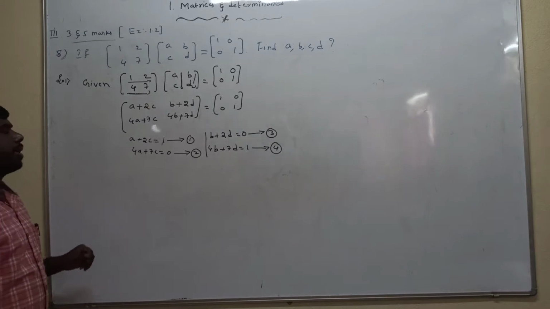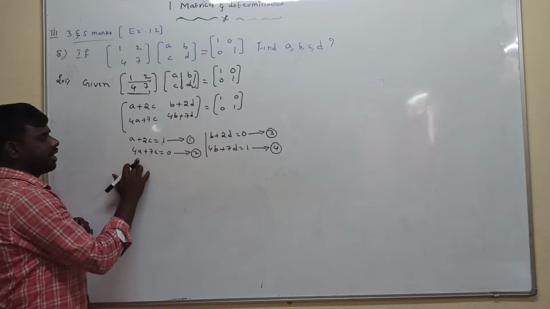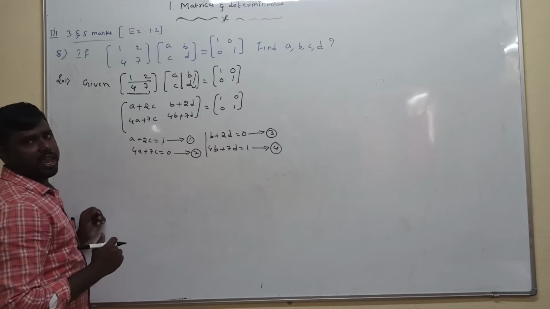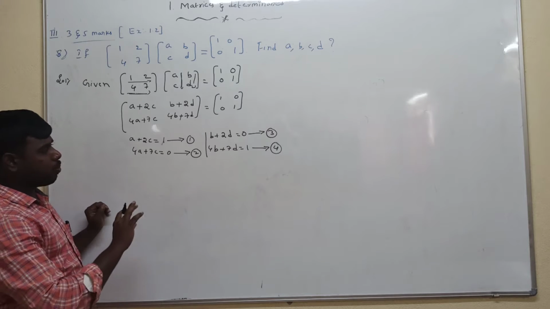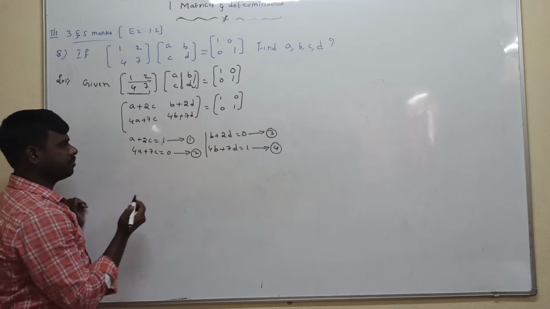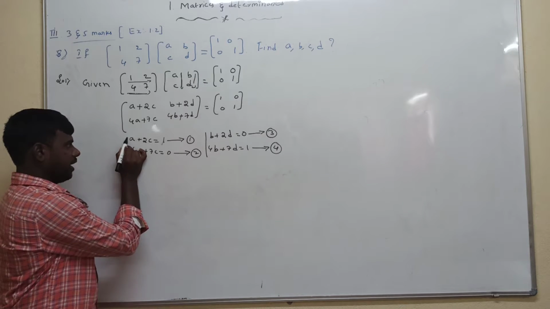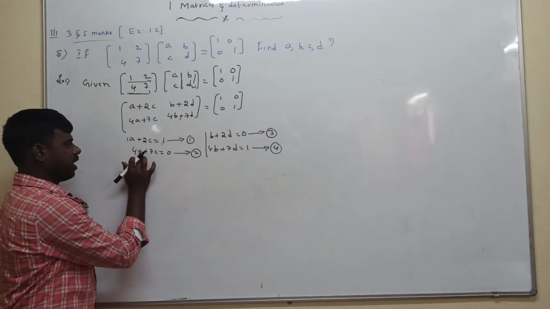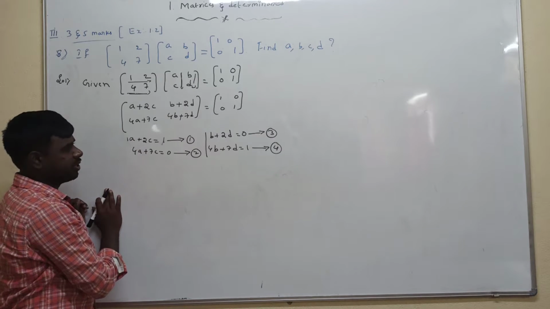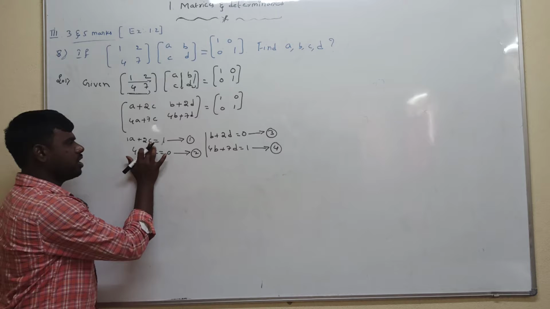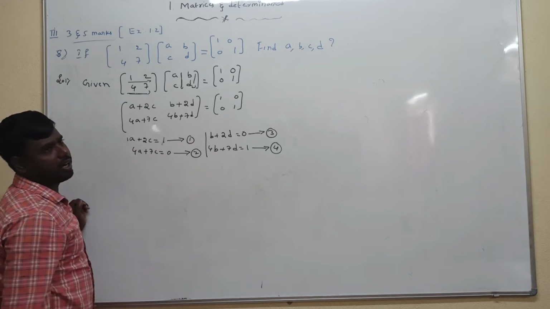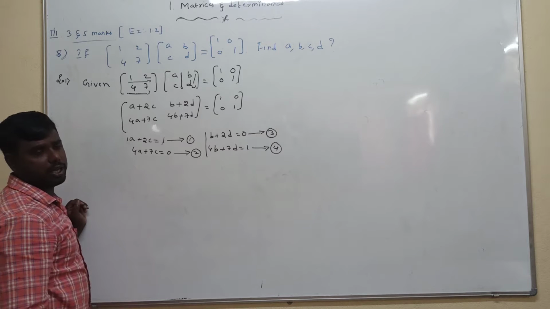By using the elimination method, check whether the A coefficients or C coefficients are equal. If both are equal, elimination is possible. If they are different, elimination is not possible. Observe these two equations, friends. Here the A coefficient is 1, but here the A coefficient is 4. So the A coefficients are different, and elimination is not possible. Next we have to check another variable. The C coefficient is 2 here, but 7 here. Both are different, so elimination is not possible.